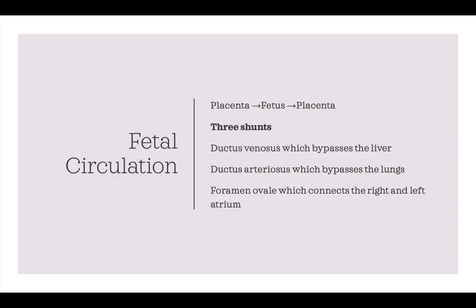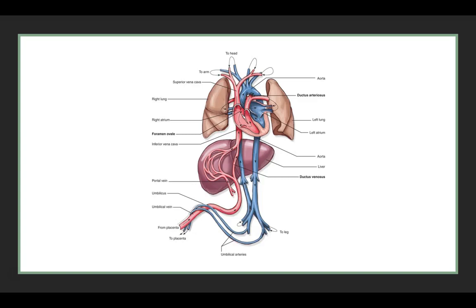To accommodate the fetal environment, there are a few adaptations in the fetal circulation. The three main adaptations are the three shunts. We have the ductus venosus, which bypasses the liver, the ductus arteriosus, which bypasses the lungs, and the foramen ovale, which connects the right and left atrium. So let's go a little bit further into fetal circulation.